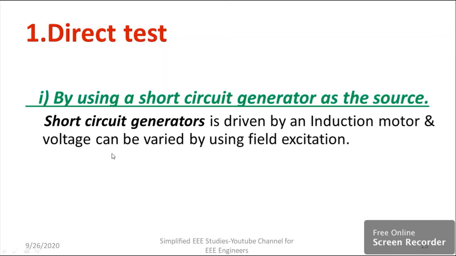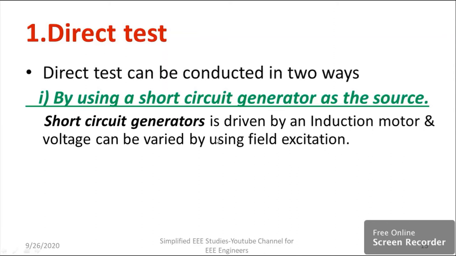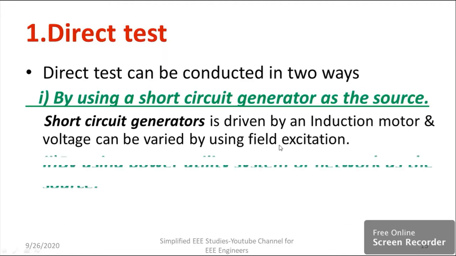With the short circuit generator, you are able to create the artificial fault. This is basically driven by an induction motor, and the voltage can be varied by using field excitation. That is the scenario of the short circuit generator. You can create the artificial fault by varying the field excitation. Based on the requirement, you can produce the field excitation. It is driven by an induction motor.